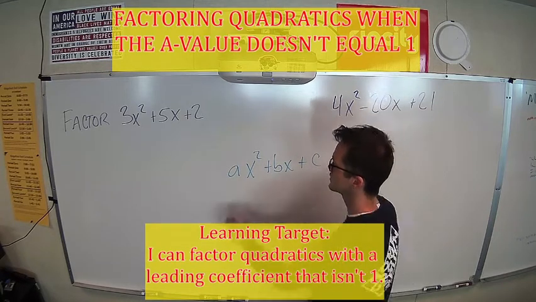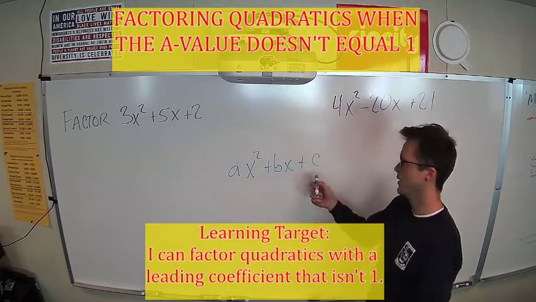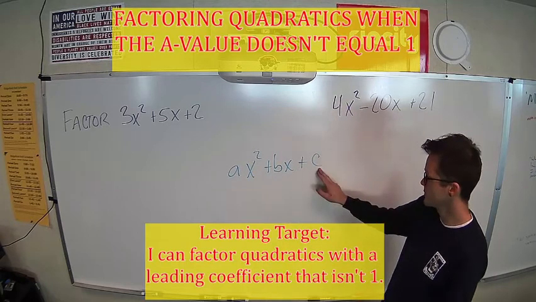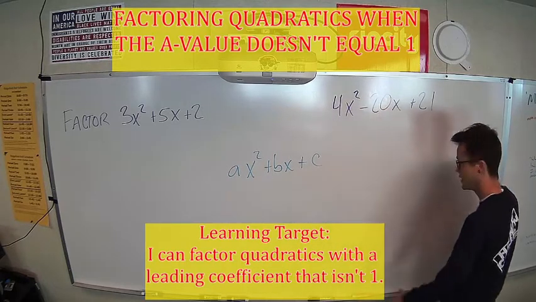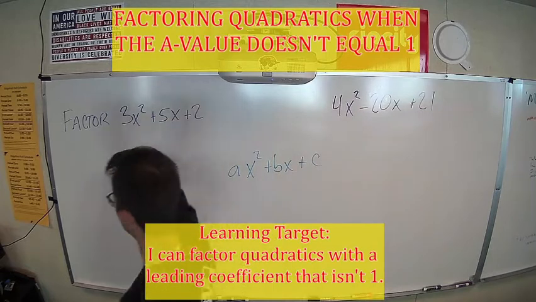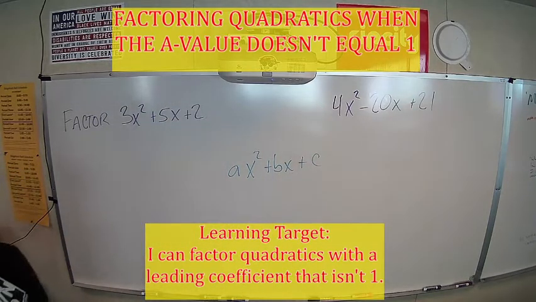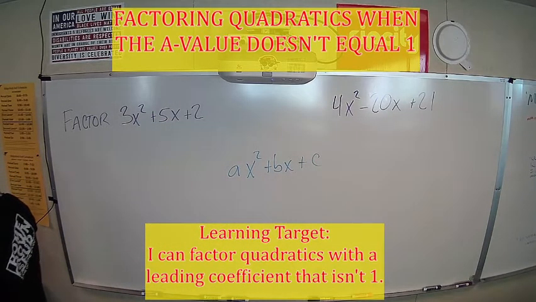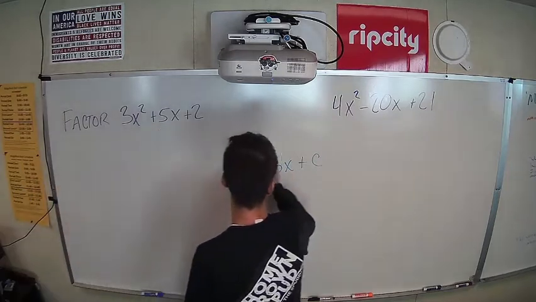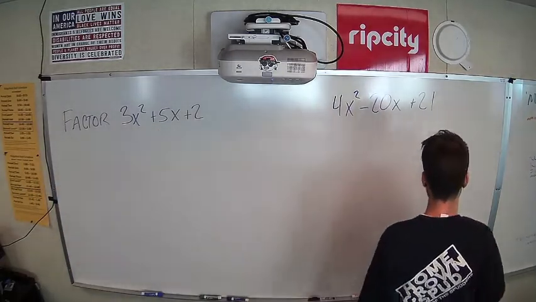We have factored a bunch of these where the a value is 1. We know that we're looking for two terms that multiply to your c, add up to your b. Well, what if we have something like this? We have 3x squared plus 5x plus 2. The trick is not quite as easy.